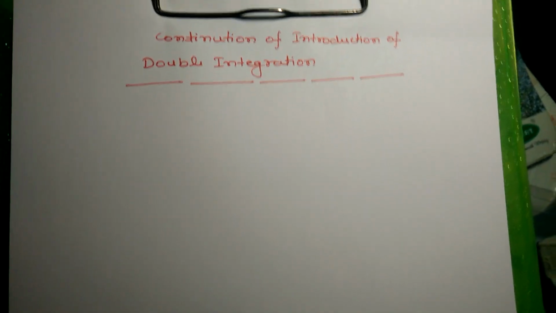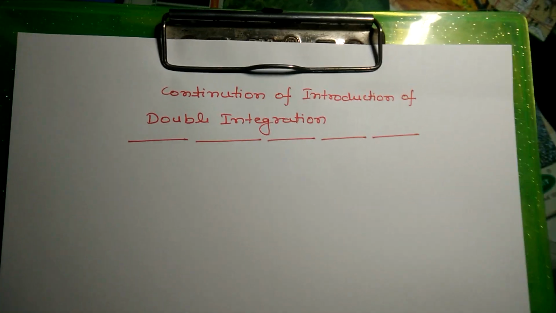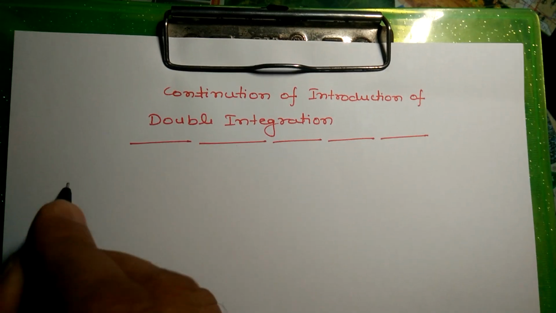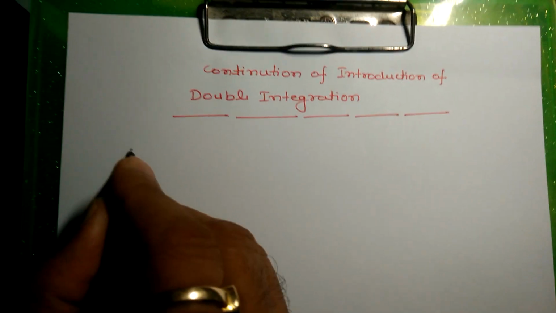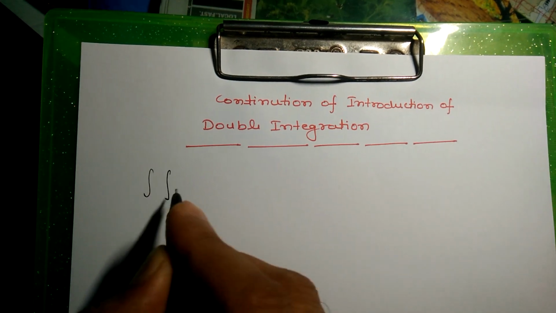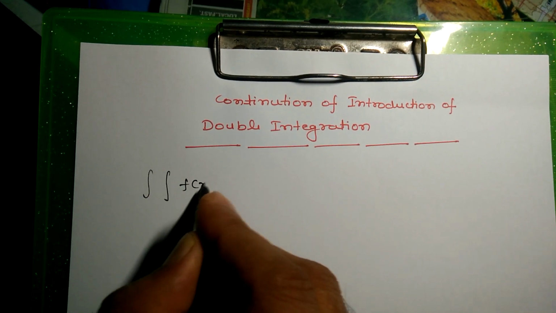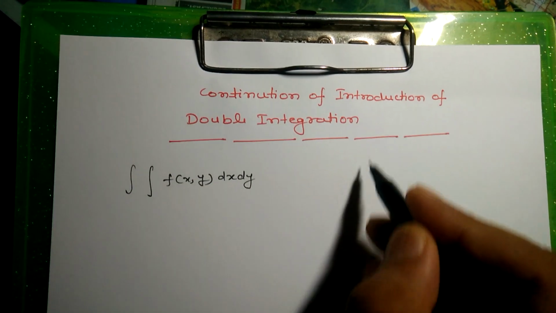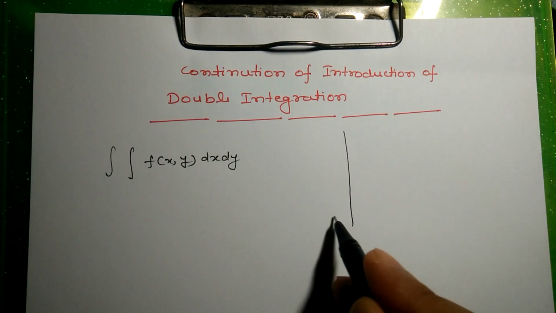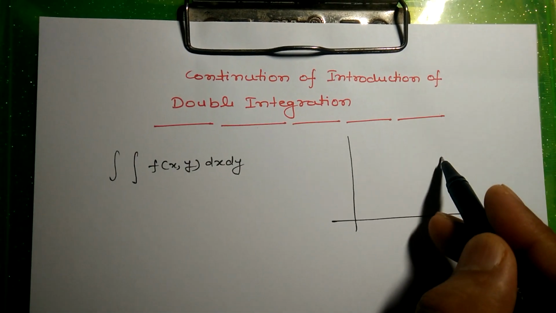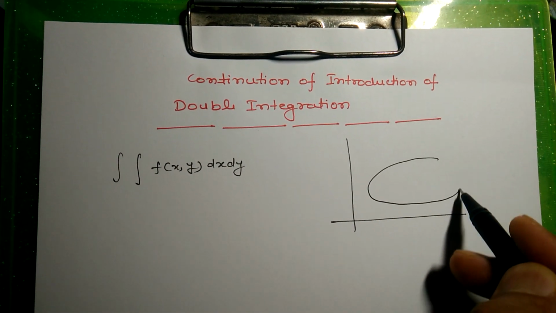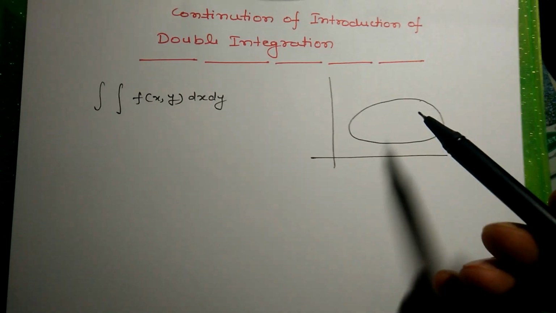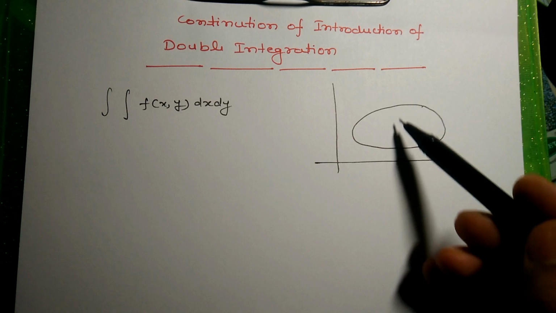Okay, welcome again. This is the continuation of the previous introduction where I was introducing you to double integration. I said that double integration means integration in two dimensions. So suppose you want to find out the density of an elliptical plate. In my previous video, I had explained that you can do the integration on the vertical strip.